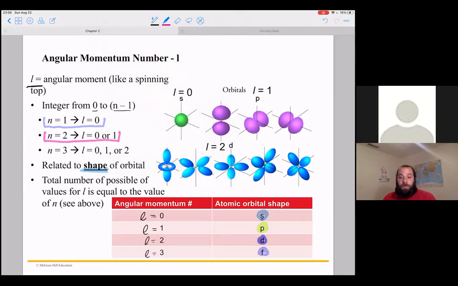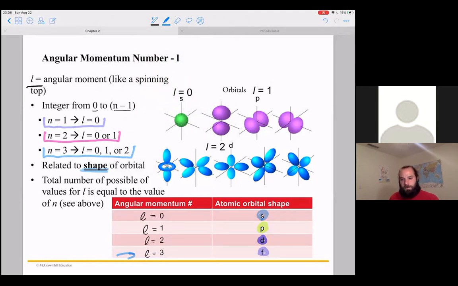When we're talking about the principal quantum number of 2, we had a 2s and a 2p, but there was no such thing as a 2d. Likewise, when n equals 3, L can be 0, 1, or 2, which means that we would have to be up at n equals 4 to be able to have L equal a value of 3, or be talking about an f orbital.